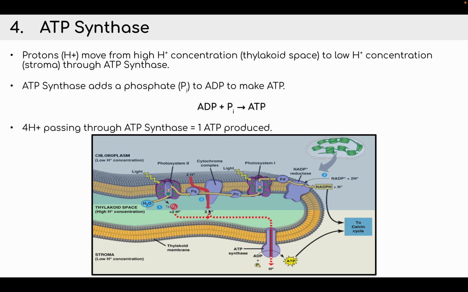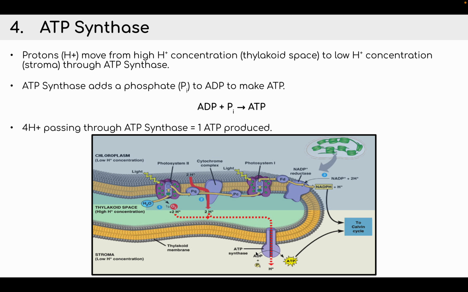And the movement of these charged ions through this channel of ATP synthase powers the resynthesis of ATP, or the regeneration of ATP. So ADP, adenosine diphosphate, and inorganic phosphate, just a free-floating phosphate molecule, there's plenty of these. These are in abundance in the stroma. These are in the plant cell.